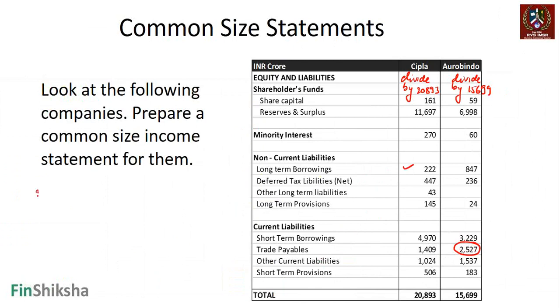So more payables for Aurobindo. We'll look at more details about how that is useful or not useful in due course of time. And we also have more debt for Aurobindo, correct? So that's the broad analysis that comes out of here in terms of the liability side of the balance sheet.